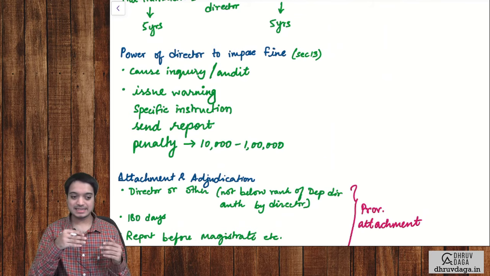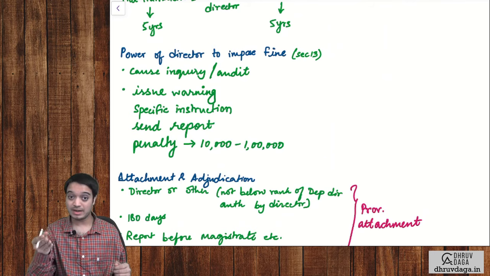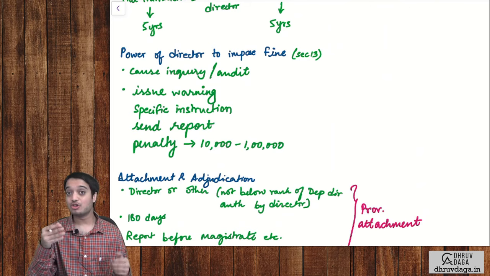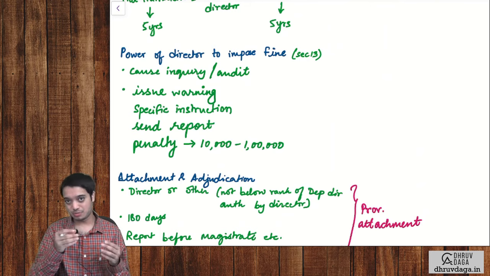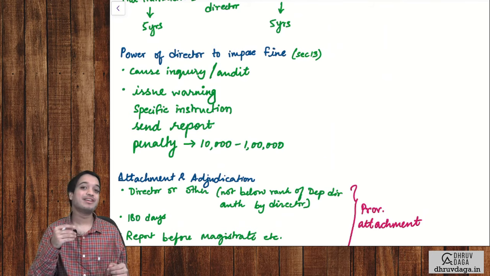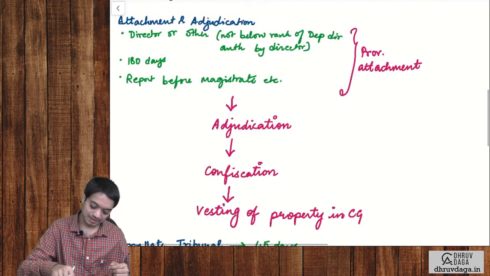Now, in this case, if there is any non-compliance with the requirements, the director may issue a warning, may give specific instructions to be complied with, may also ask reports to be submitted to it at specified intervals, or may also impose a monetary penalty of ₹10,000 to ₹1 lakh.